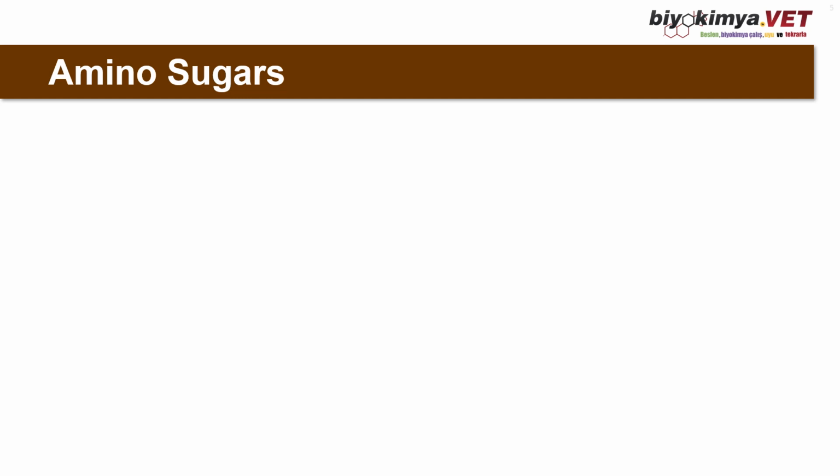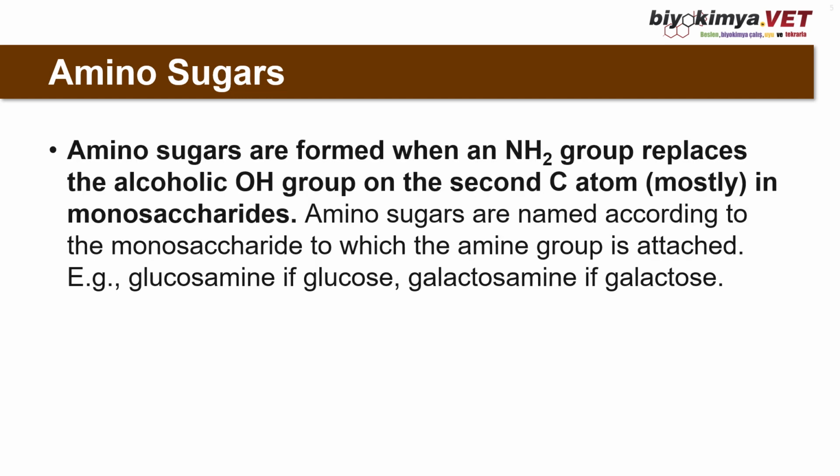The first one is amino sugars. Amino sugars are formed when an amino group replaces the alcoholic hydroxy group on the second carbon atom, mostly in monosaccharides. This is a substitution reaction. Amino sugars are named according to the monosaccharide to which the amine group is attached. For example, if an amino group is attached to glucose, we call it glucosamine; galactosamine, if it is the amino derivative of galactose.